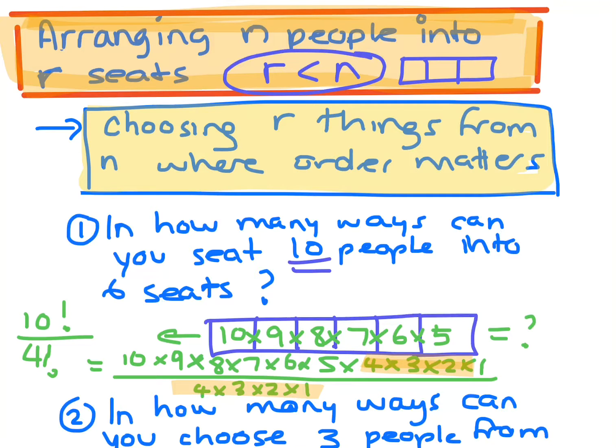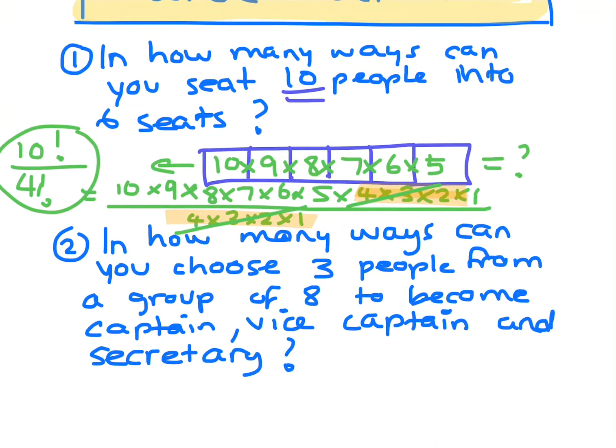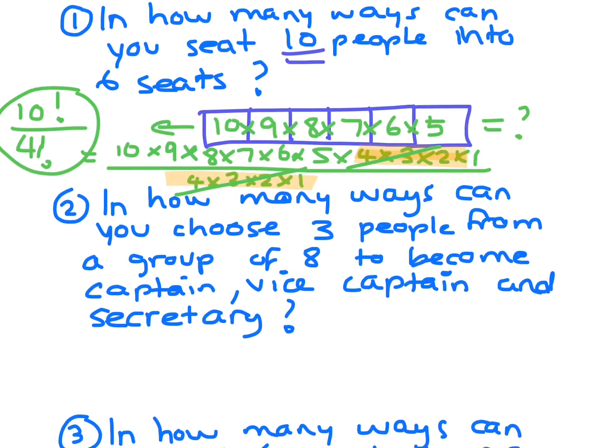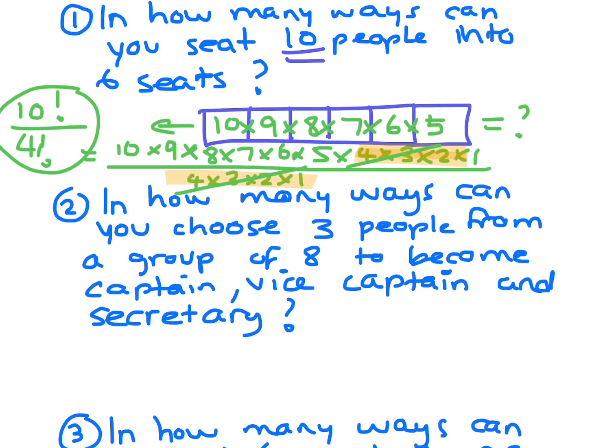And that leaves you with 10 factorial on 4 factorial, because this has divided out and left you with 10 times 9 times 8 times 7 times 6 times 5. You can just put that in your calculator. I'm not going to calculate that to work it out.